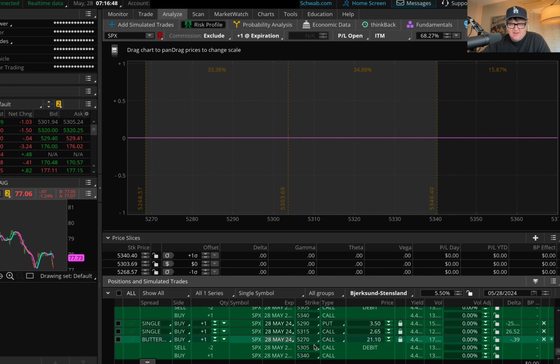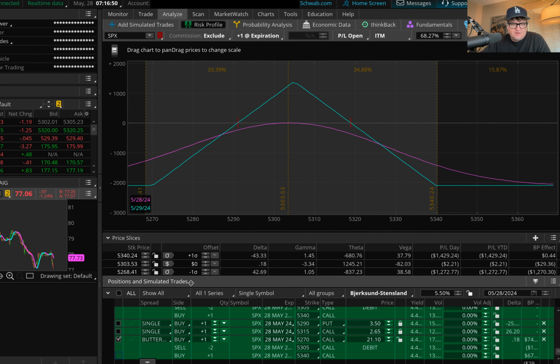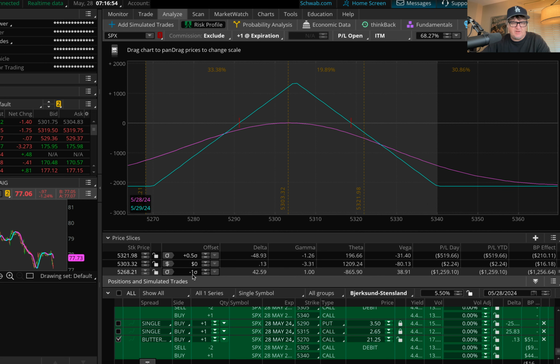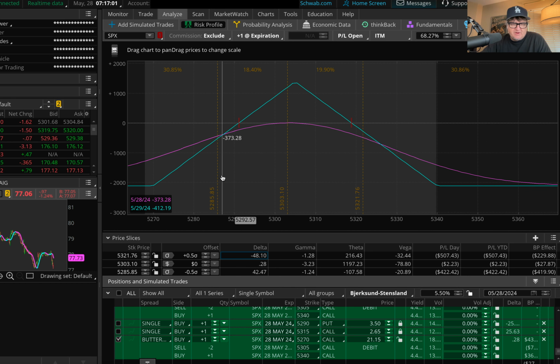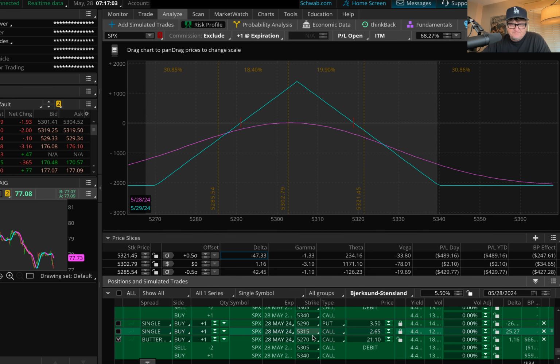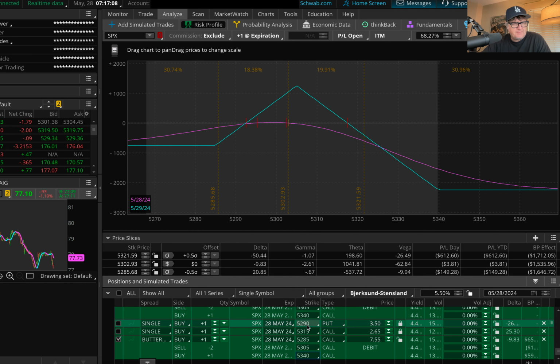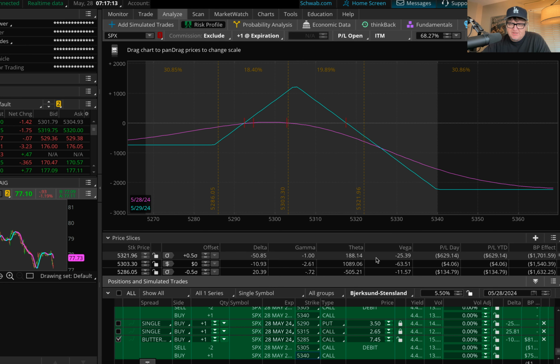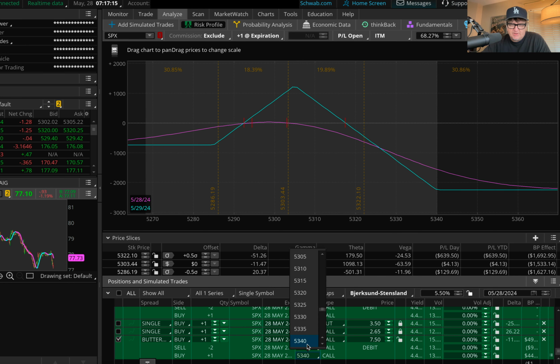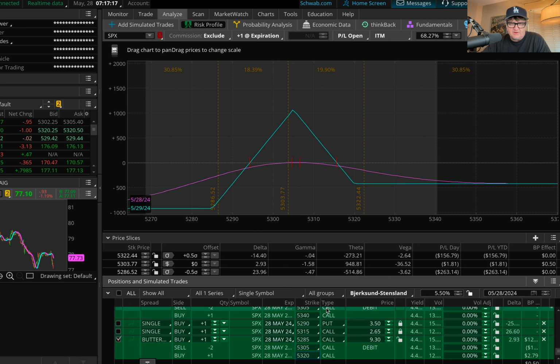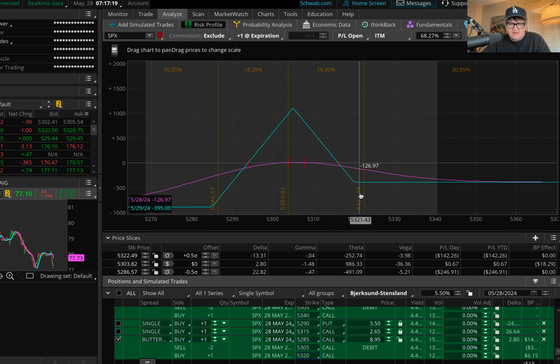We'll duplicate that, and this one will be a 0.5, like half of a standard deviation. Okay. All right, so this one, the wings will be at 5285, 5285 and 5320. Okay, so there's that butterfly. Look at that.